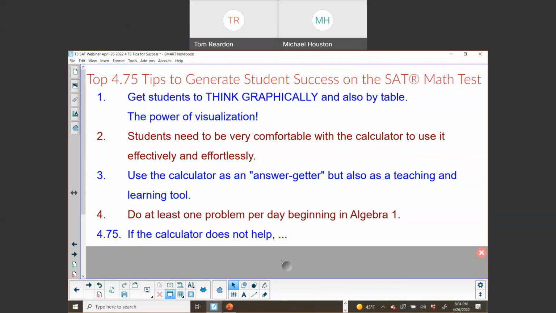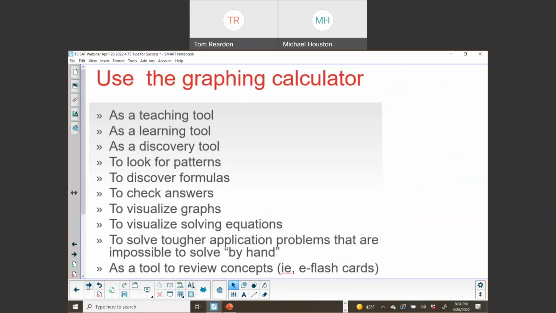And my 4.75 tip is if the calculator does not help, well, I can't finish it because it's only 3/4 of a thing, but don't use it would be my suggestion, okay?